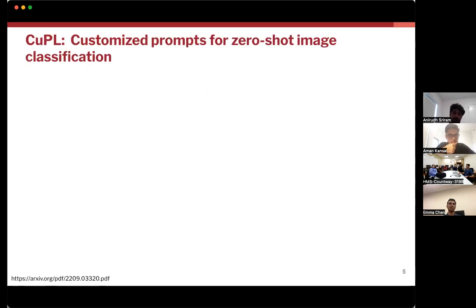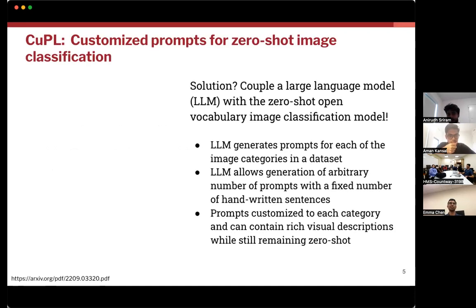So what CuPL tries to do basically is a very simple solution, where you couple a large language model or LLM with the zero-shot open vocabulary image classification model. Now, this seems like a naive approach, but it does three things. So it generates prompts for each of the image categories in the dataset, and it allows generation of an arbitrary number of prompts with a fixed number of handwritten sentences, which I'll elaborate on later. And it generally contains more rich visual descriptions while still remaining zero shot.